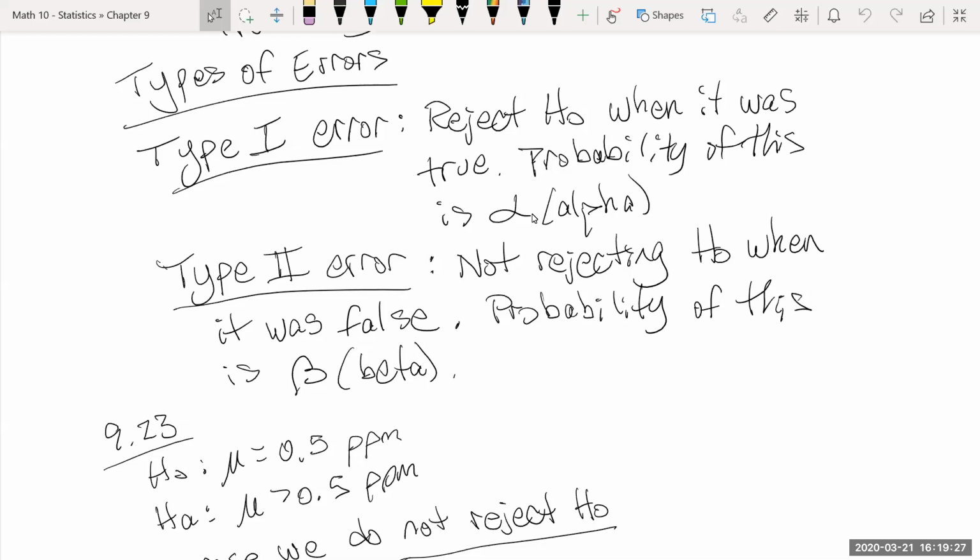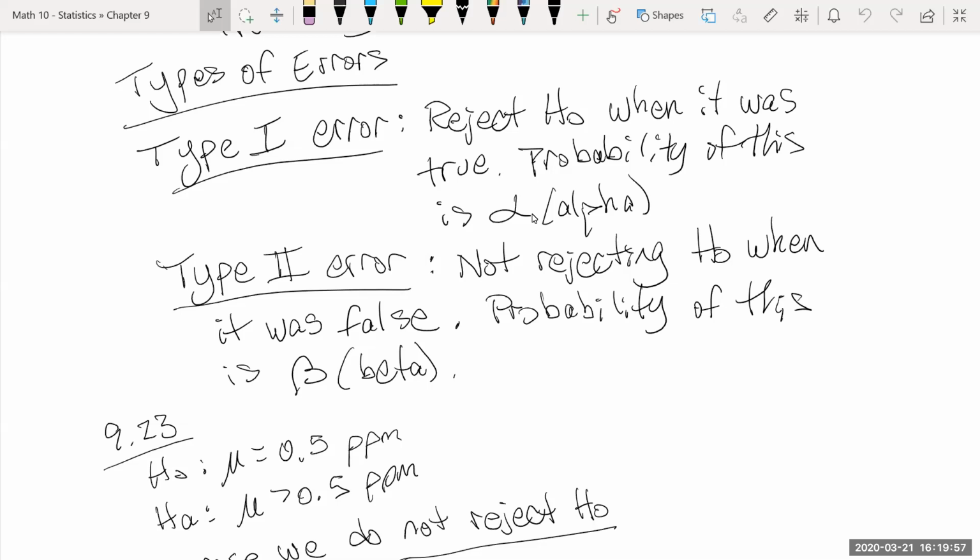The other type of error is a type 2 error. That's if we don't reject the null hypothesis when it was false. We should have rejected it, but we didn't. The probability of this is called beta. We don't ever know what the value of beta is. It's referred to as the power of the hypothesis test. There are ways to calculate beta, but it's nothing we do in this textbook. It's more advanced statistics. So at this point, we're just going to refer to it as beta.